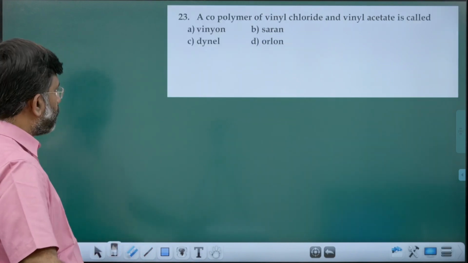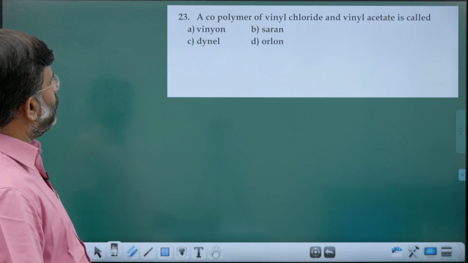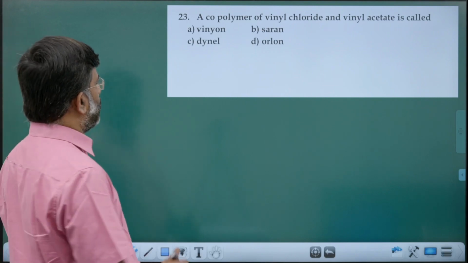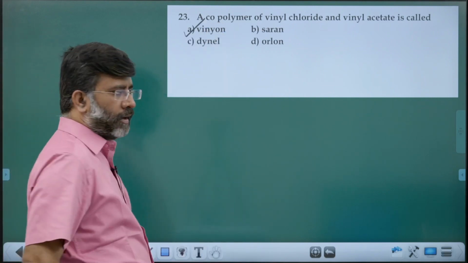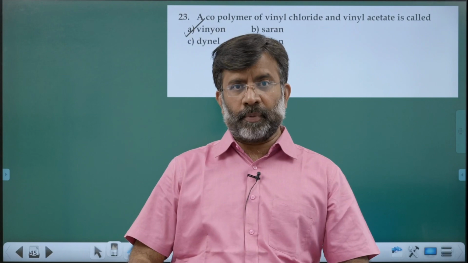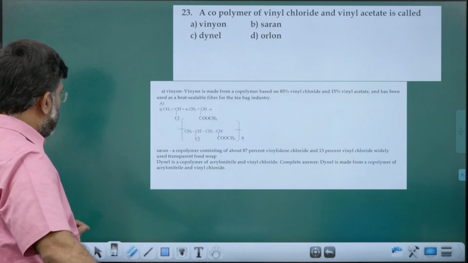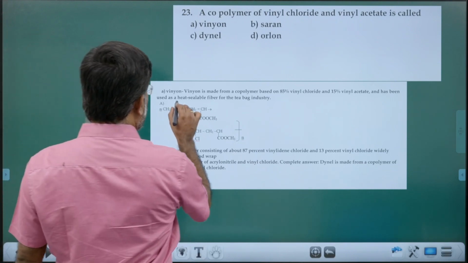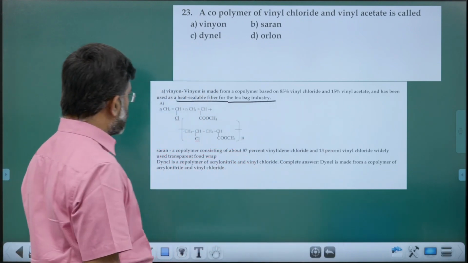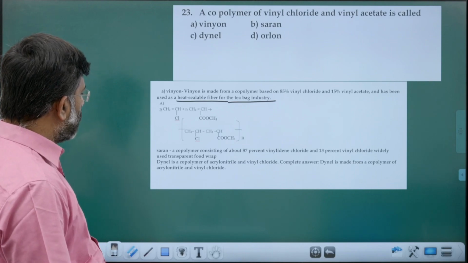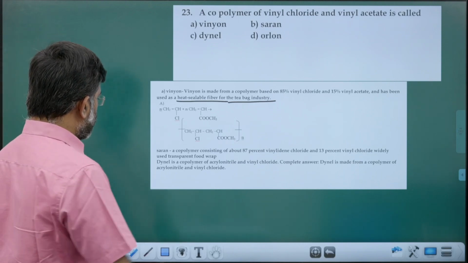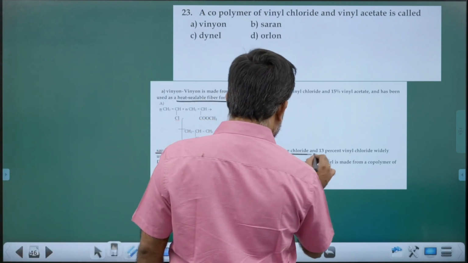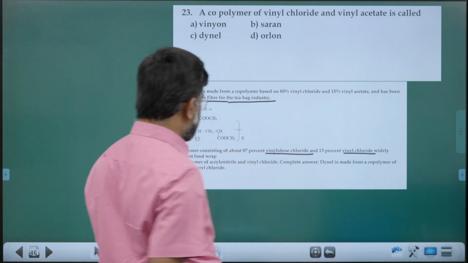Next one. A copolymer of vinyl chloride and vinyl acetate. A copolymer of vinyl chloride and vinyl acetate is called vinyon polymer, used as heat sealable fiber for the tea bag industry and all. That is vinyon polymer. What is saran? Saran, option B, is vinylidene chloride and vinyl chloride.